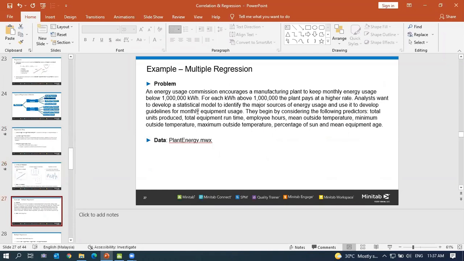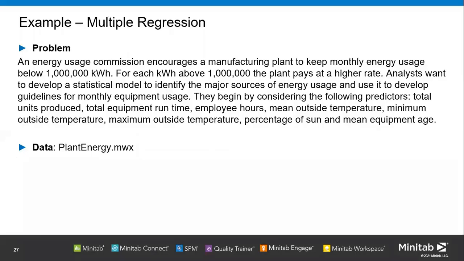Okay, and then here I have one case study. The energy usage commission encourages a manufacturing plant to keep monthly energy usage below 1 million kilowatt hours. The goal is to develop a statistical model to identify the major sources of energy usage, and to develop guidelines for monthly equipment usage.